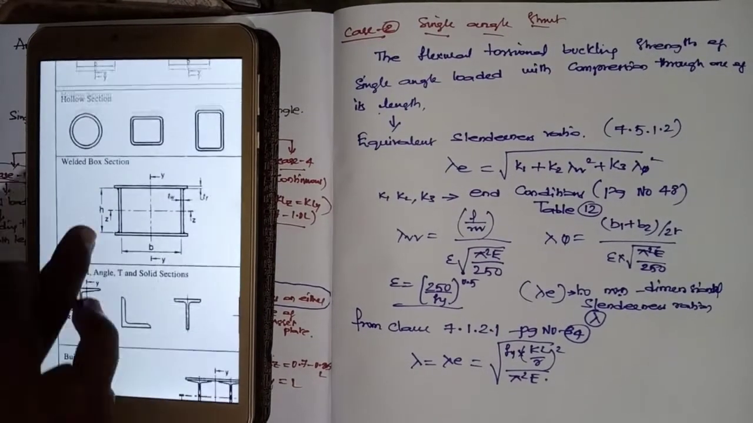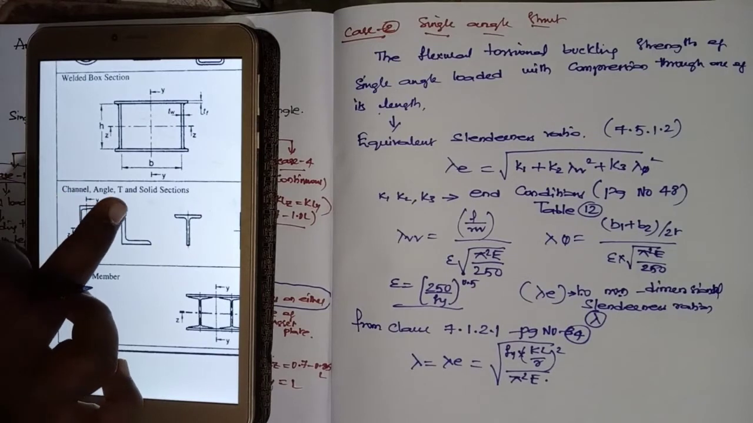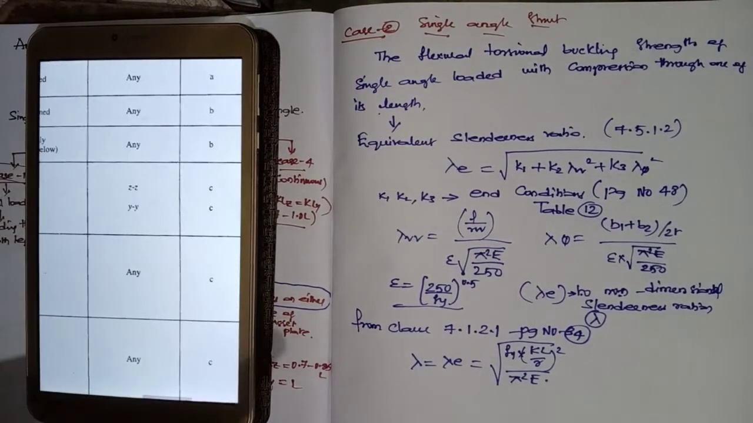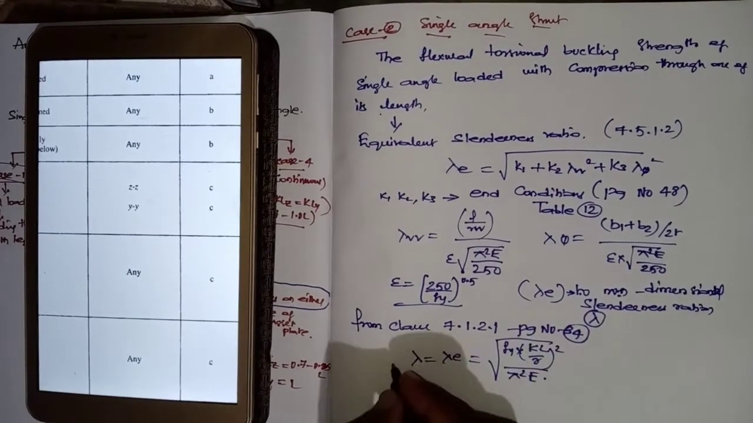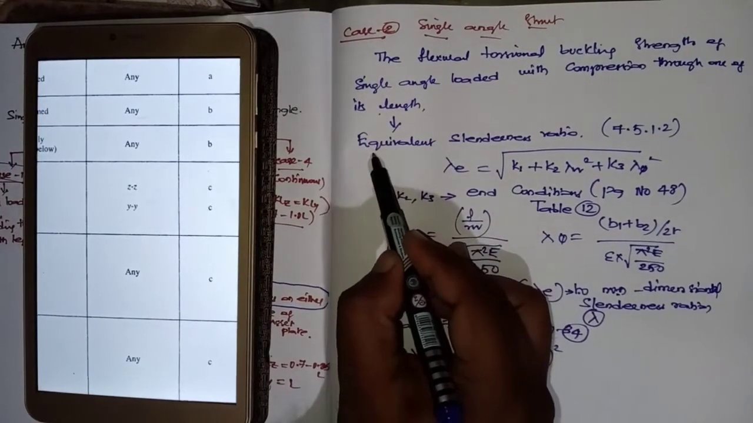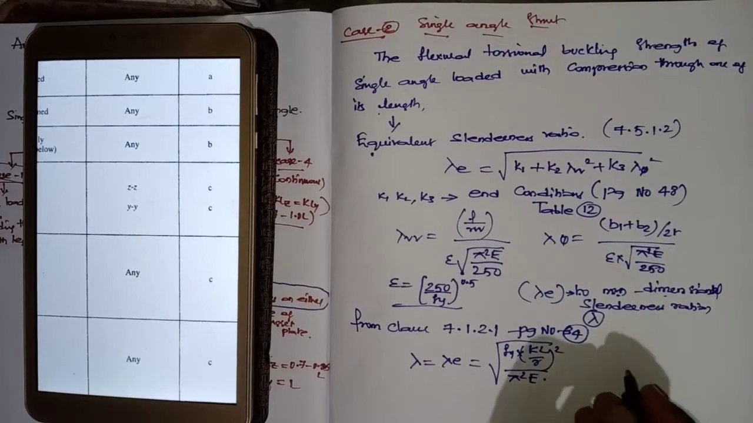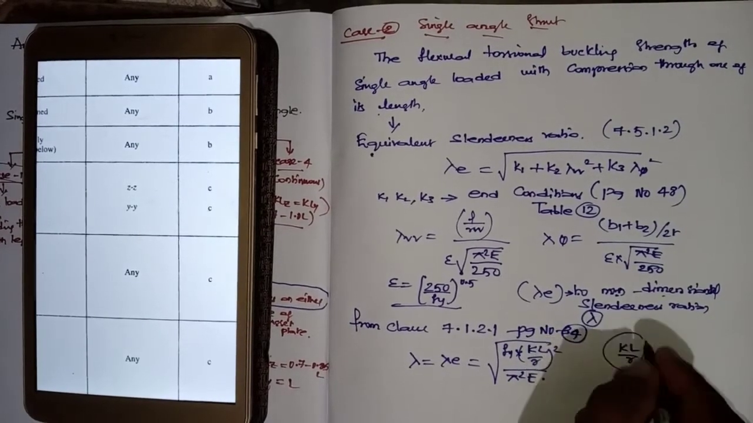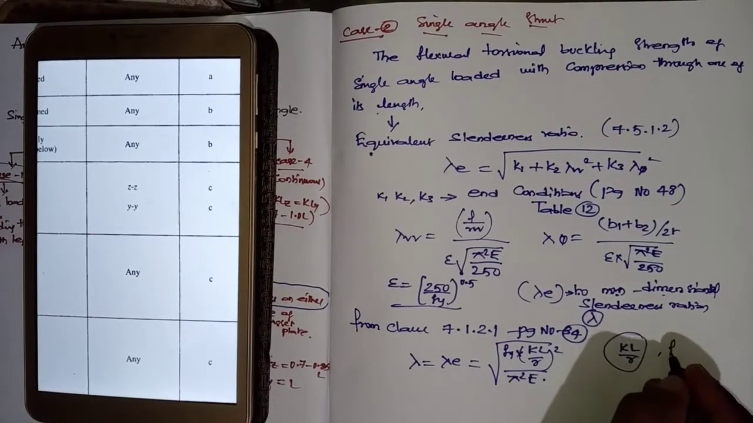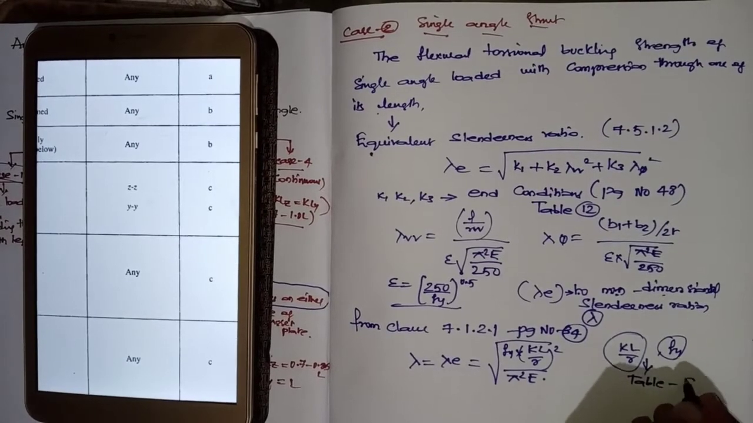These are the angle section, channel section, T section or built-up section. Angle, channel, T section, solid. What is this one? Buckling class C. After equating the effective slenderness ratio with the non-dimensional slenderness ratio, you will be getting KL by R. For this particular KL by R value and given Fy value, you visit table number 9C.